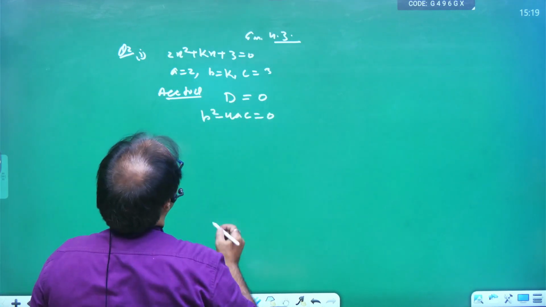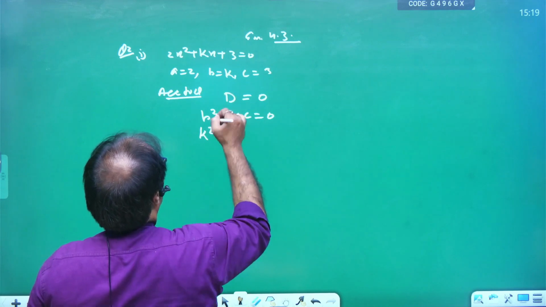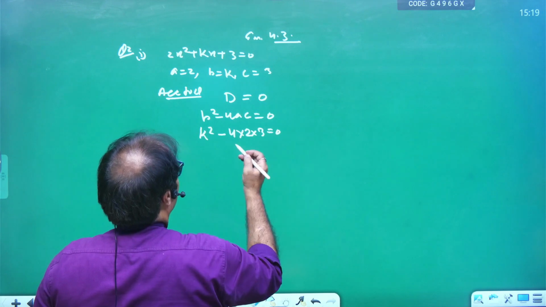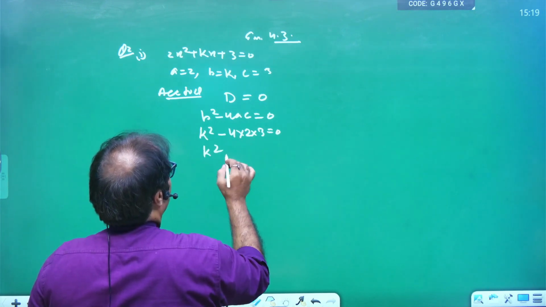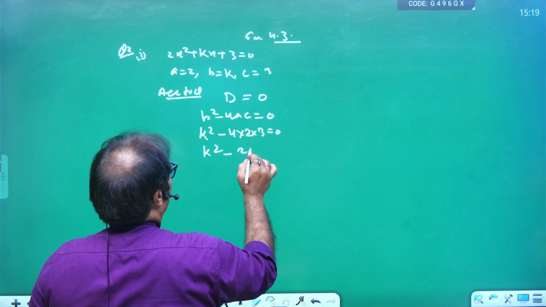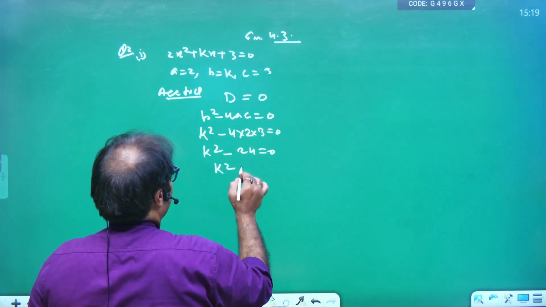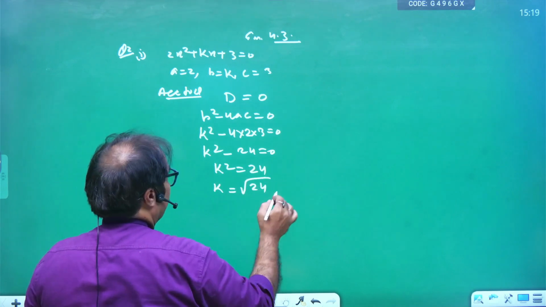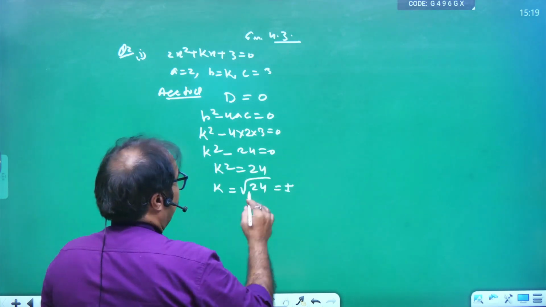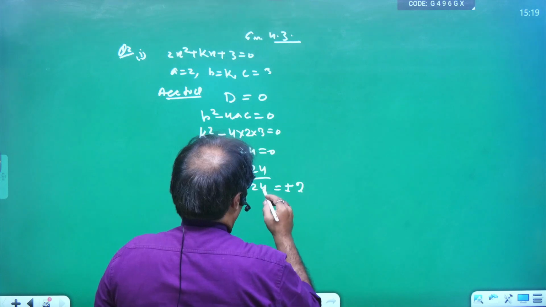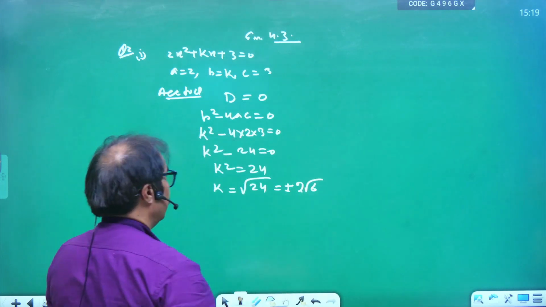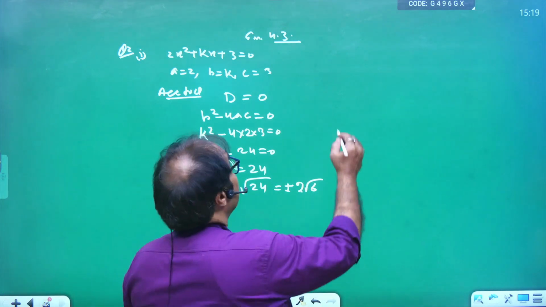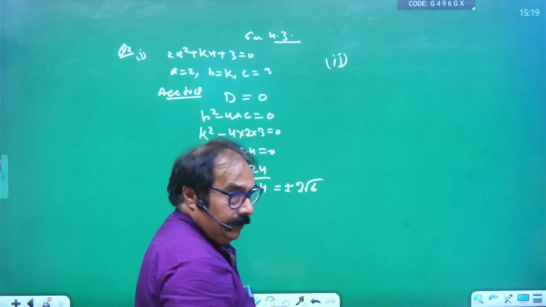Now put the values of a, b, c. So here it is k square, because b is k, minus 4 into 2 into c, which is 3, equals 0. So k square minus 24 is equal to 0. So k square is equal to 24. So k is equal to plus minus root over 24. 2 fours are 8, 4 sixes are 24, so 2 root 6. So this is the value of k in this case. And the second part says find the value of k.